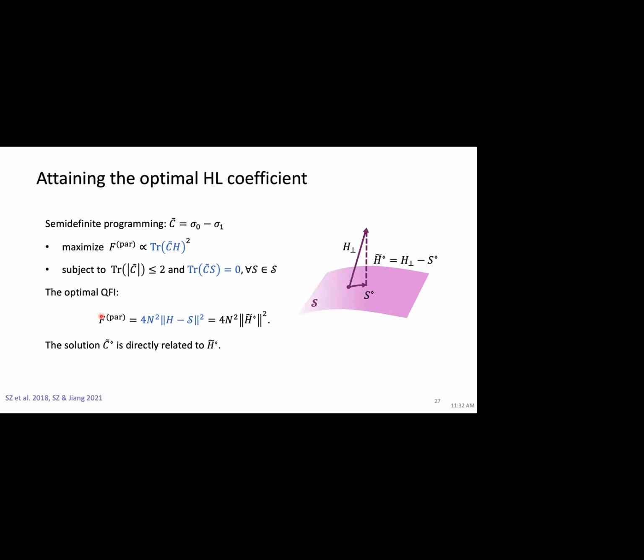And then one can show that the optimal quantity is exactly 4 times n squared times the distance between H and S. So one can see that it is exactly equal to the upper bound we wrote down on the previous slide. That shows that just by using this two-dimensional encoding strategy, one can attain this HL coefficient upper bound. So not only can we achieve the Heisenberg limit, we can also attain the optimal coefficient using quantum error correction protocols.